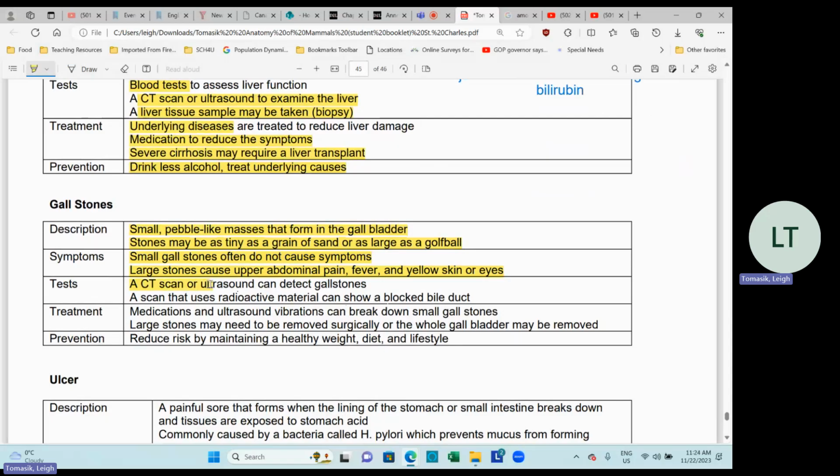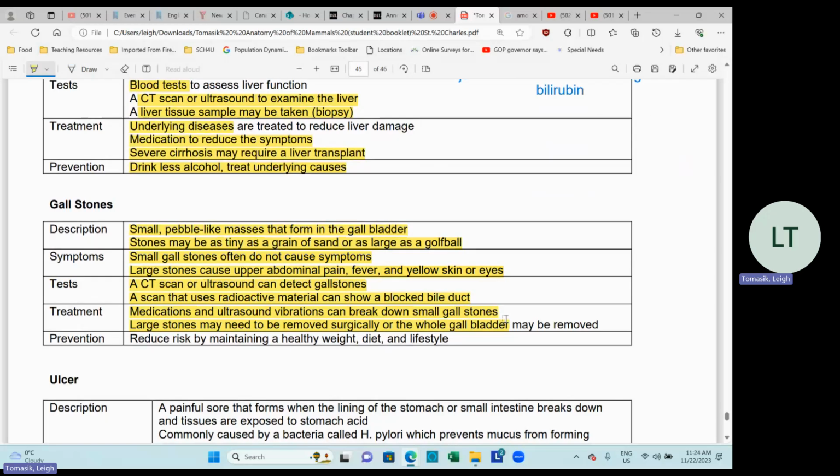To detect gallstones, you can have a CT scan or an ultrasound. And a scan that uses radioactive material can show a blocked bile duct. If you need your gallstones treated, you can take medications that break down the gallstones, or they can use ultrasound vibrations to break down small gallstones. So they'll play a wave of sound that we can't hear that is very high energy and it breaks the crystal that is your gallstone down.